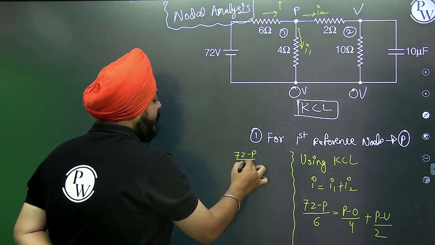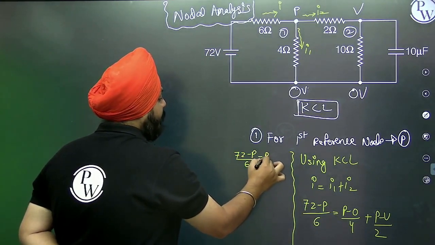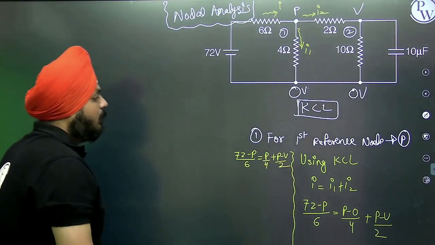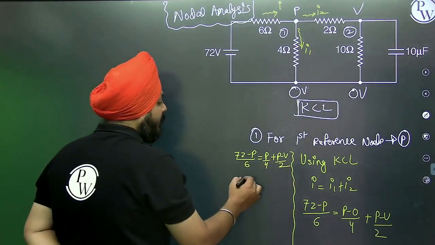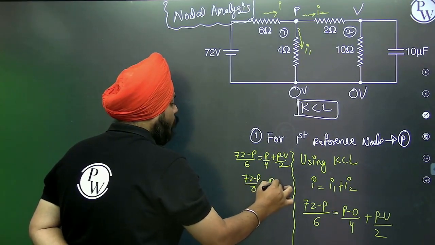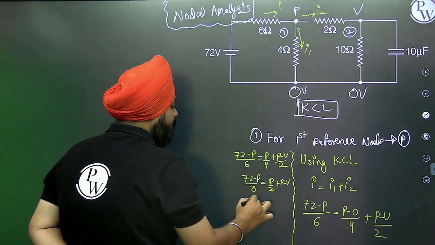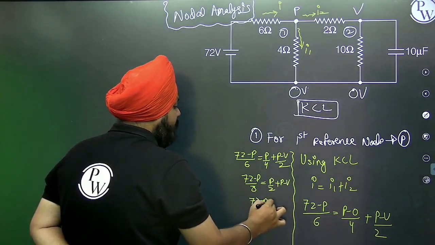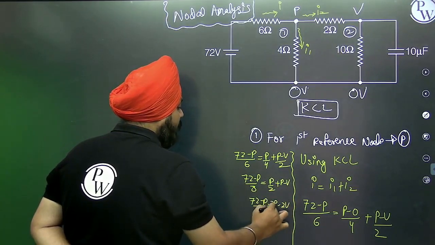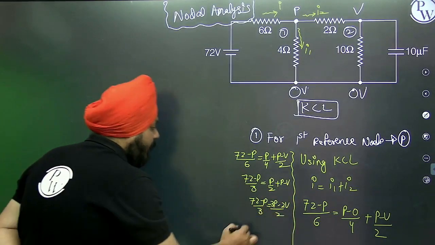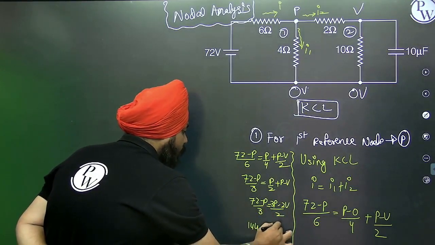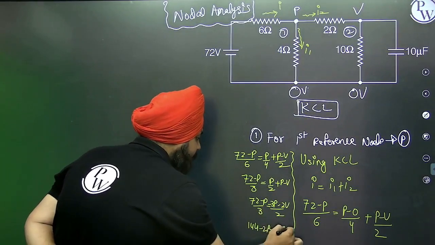72 minus P by 6 is equal to P by 4 plus P minus V by 2. Now we need to solve this. 72 minus P by 3 is equal to P by 2 plus P minus V. 72 minus P by 3 is equal to 3P minus 2V by 2. Right. 144 minus 2P is equal to 9P minus 6V.